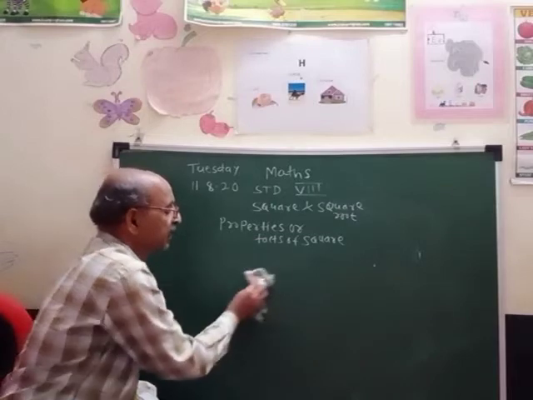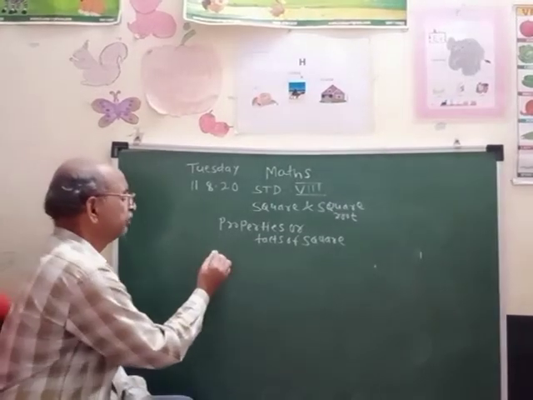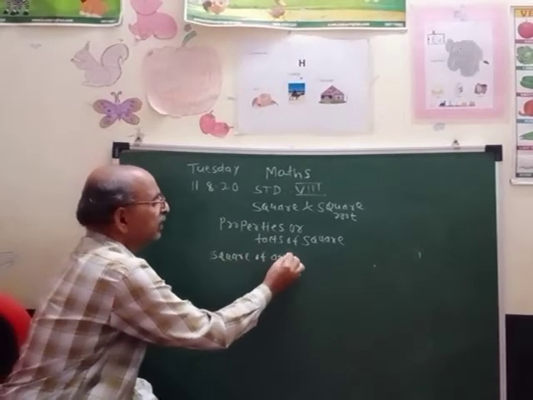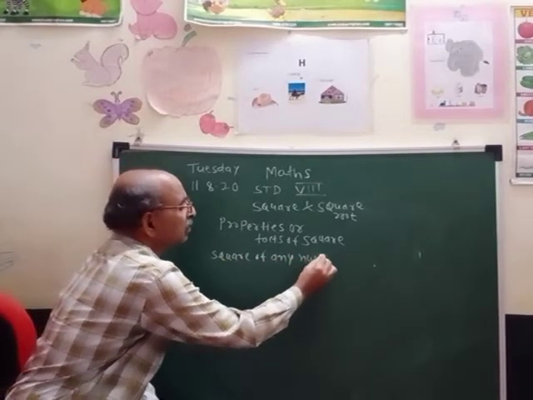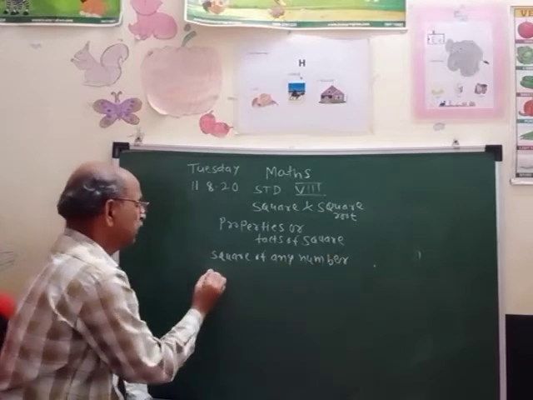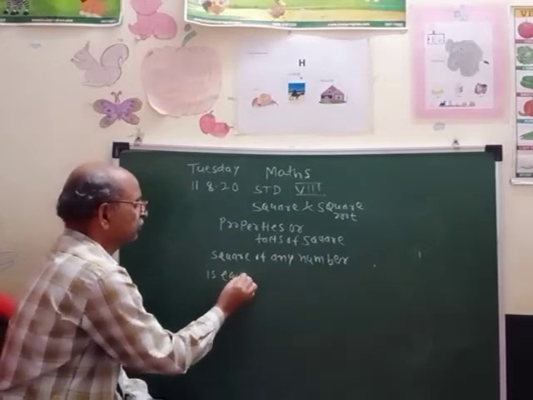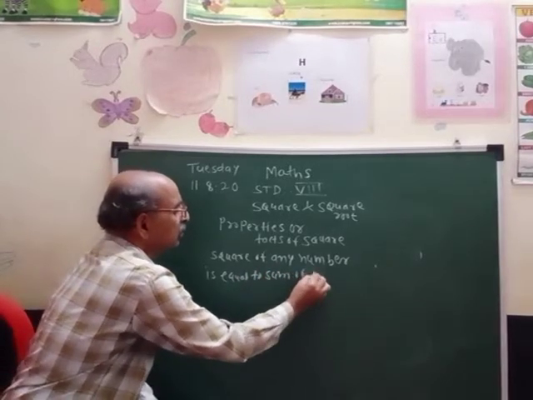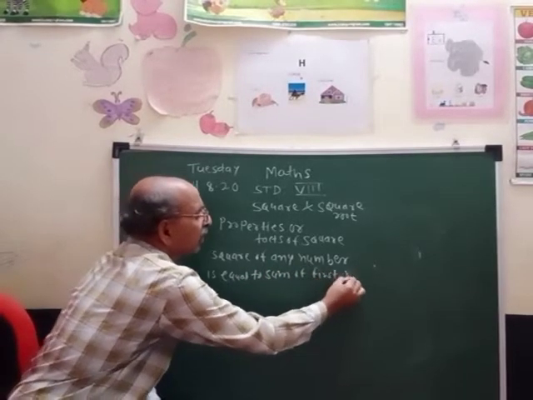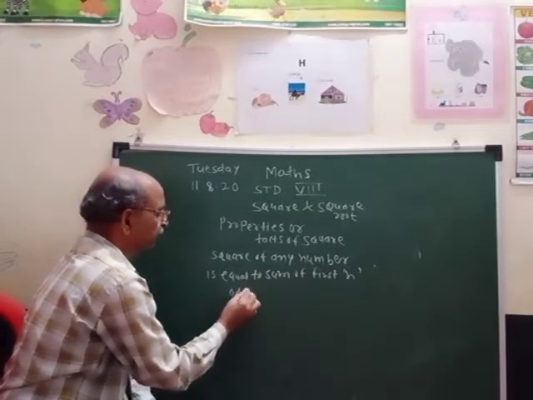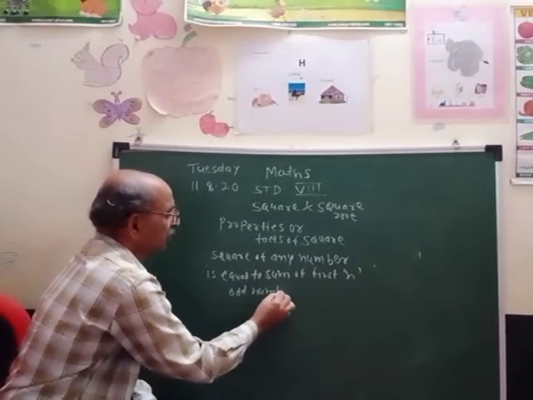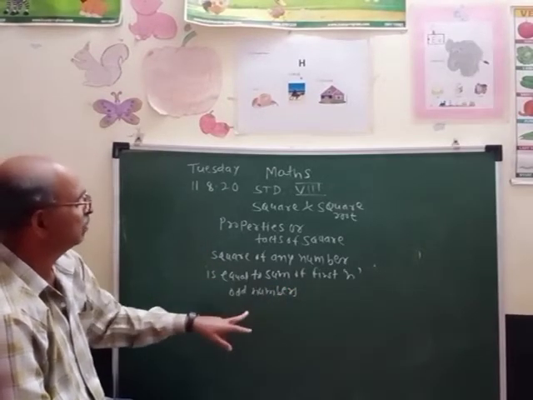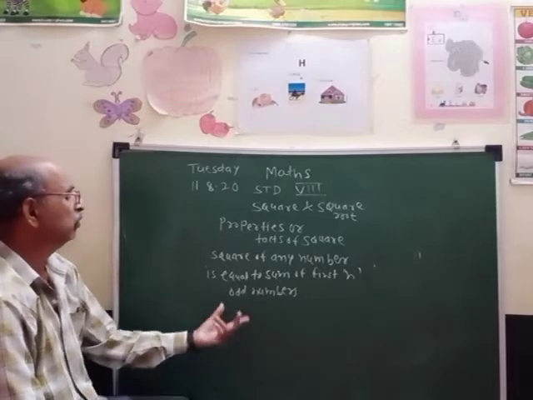The property is like this: the square of any number is equal to the sum of the first n odd numbers. Means if we take the square of any number, it is the sum of the first n odd numbers. I will show you one more example.